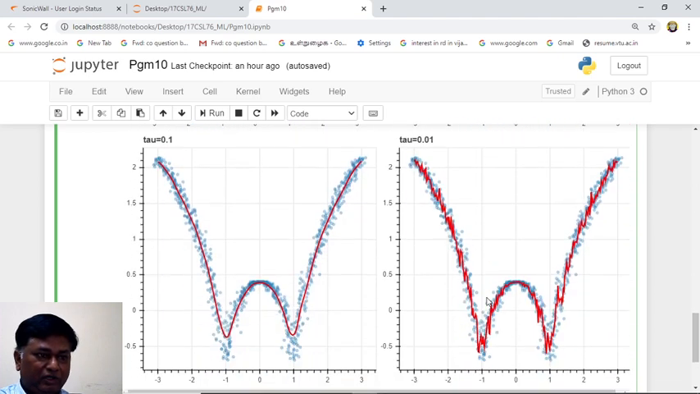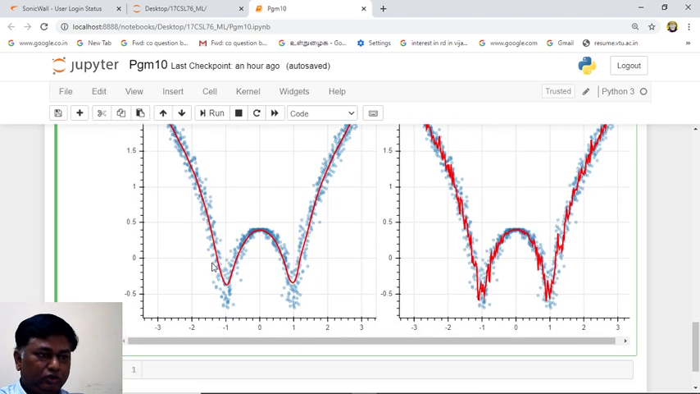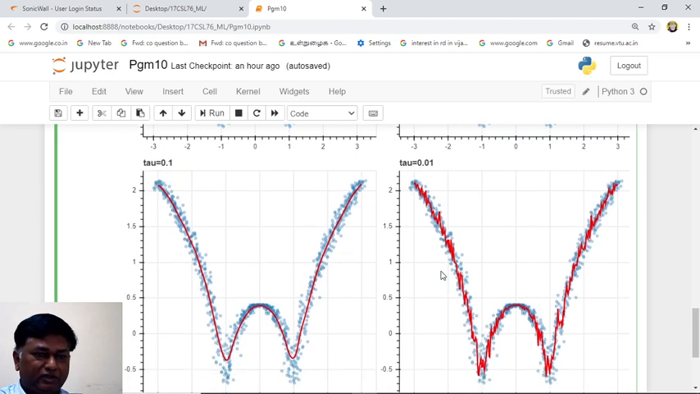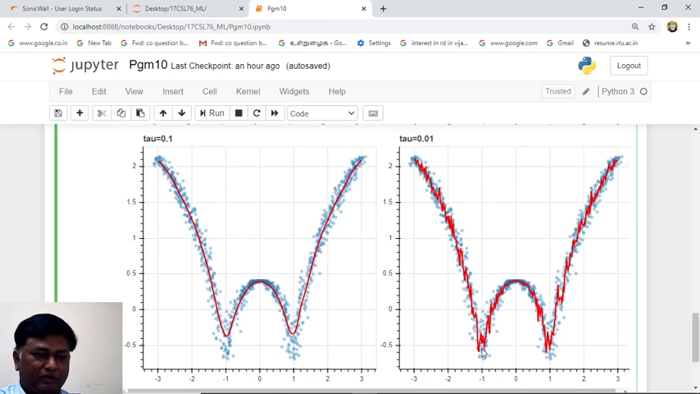So further you are tuning your tau value, and the regression is coming down like this. Still for further improvement, these points are also covered, these bottom points are also covered. So that's all in the locally weighted regression algorithm.